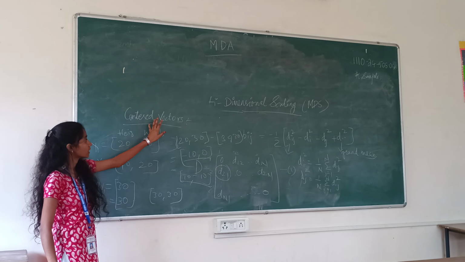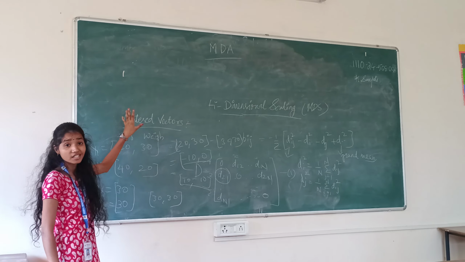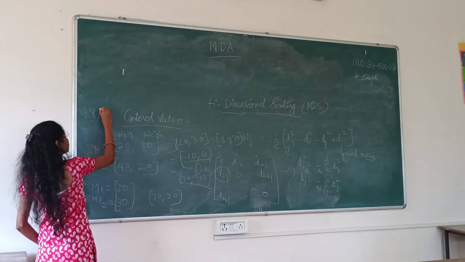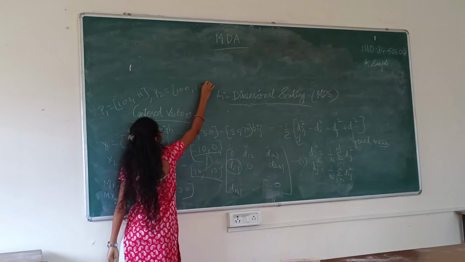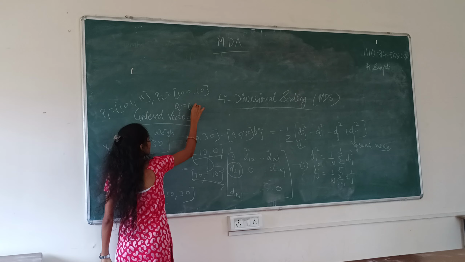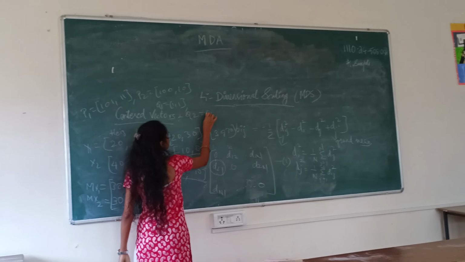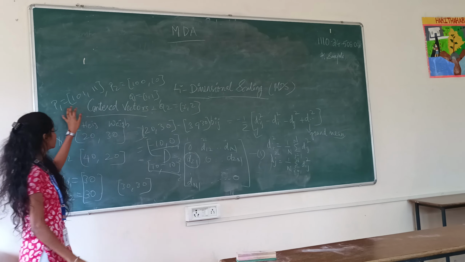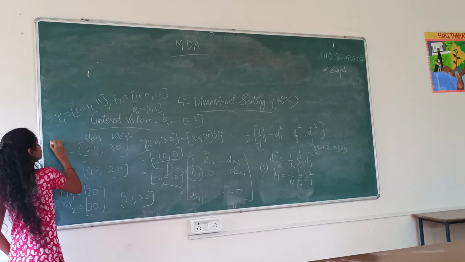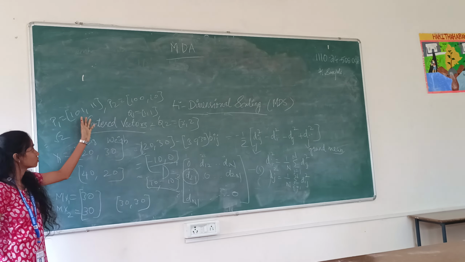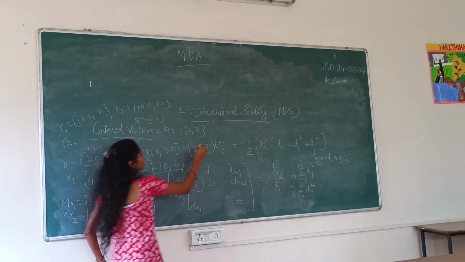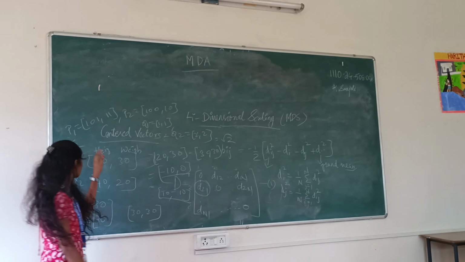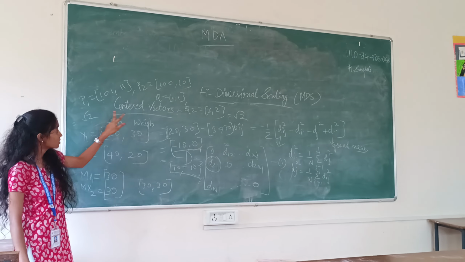I will give you another example of why we are doing centered vectors. Because we are given P1 that is 101 comma 10, P2 that is 100 comma 10, and Q1 that is 1 comma 1, and Q2 that is 2 comma 1. If we calculate the distance between P1 and P2, that will be a square root, and the distance between Q1 and Q2 is also a square root. You will see that these distances are equal.